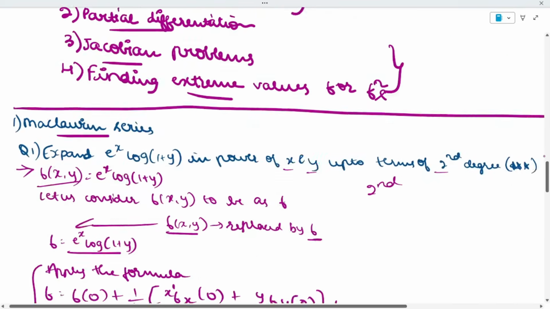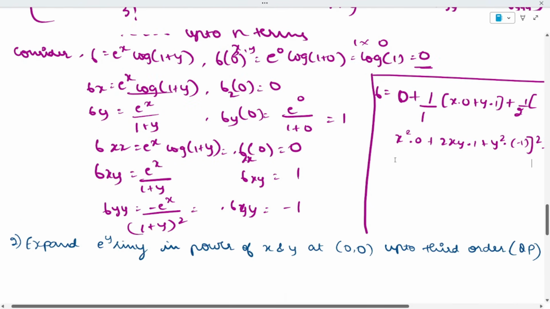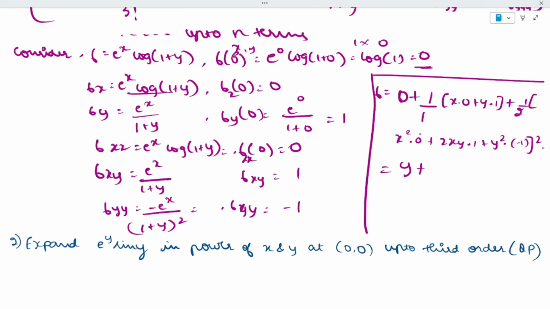Now you can write it as y plus, this term will be evaluated to 0. Now if you take out y plus, what remains is 1 by 2, and next 2xy will remain as it is, minus y square. This is the Maclaurin series for the particular question.